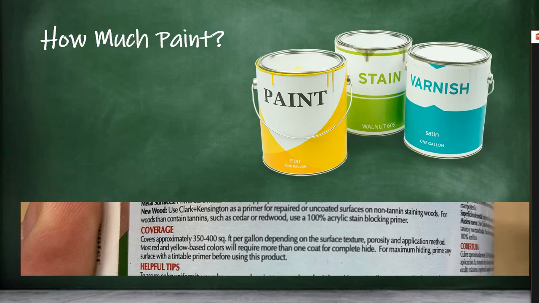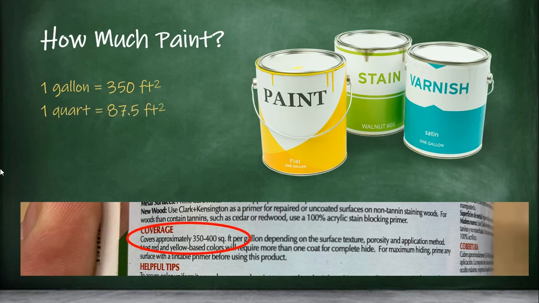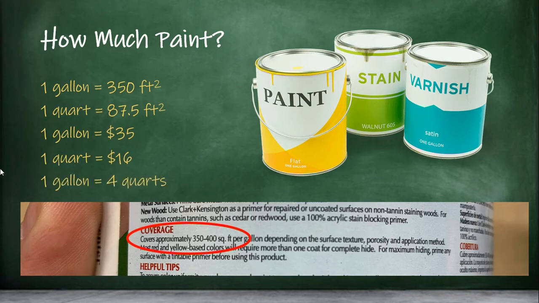Use the information on the left to figure out how much paint to buy. 1 gallon of paint covers 350 square feet. 1 quart of paint covers 87.5 square feet. 1 gallon costs $35. 1 quart costs $16. There are 4 quarts in a gallon.